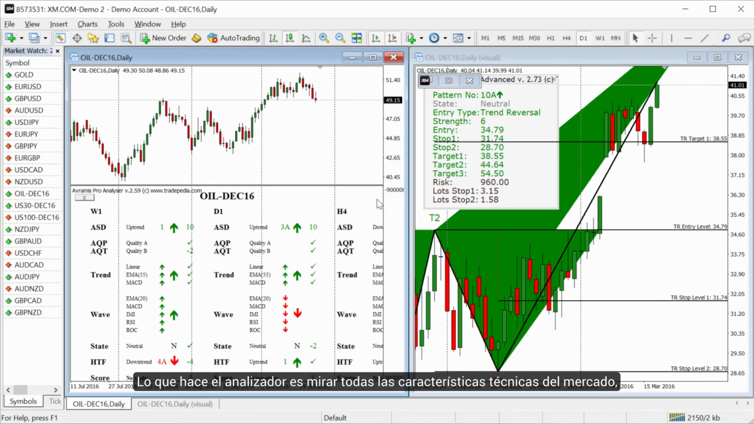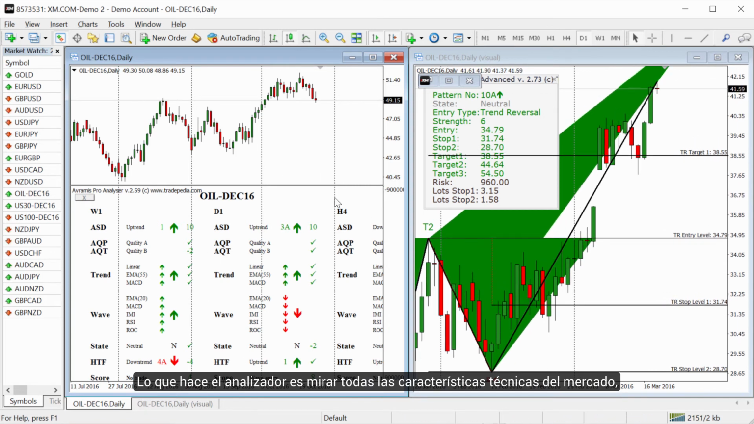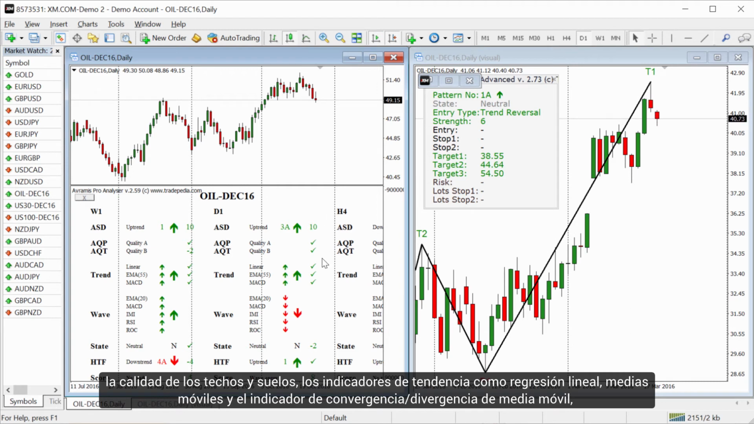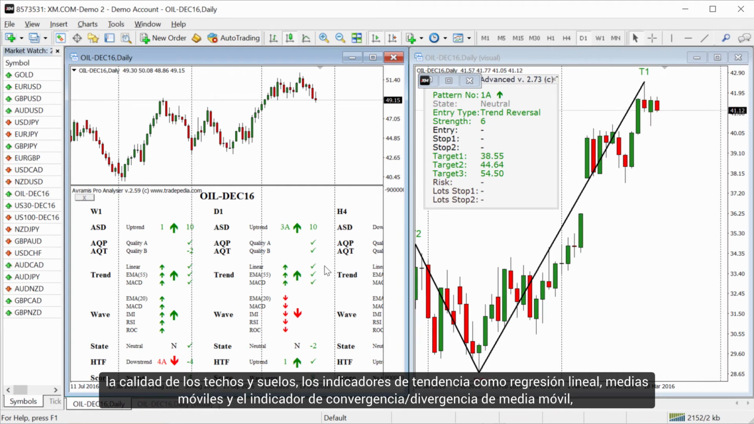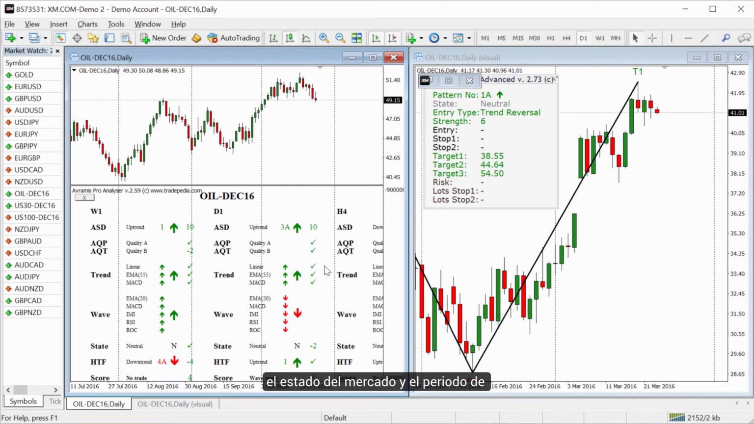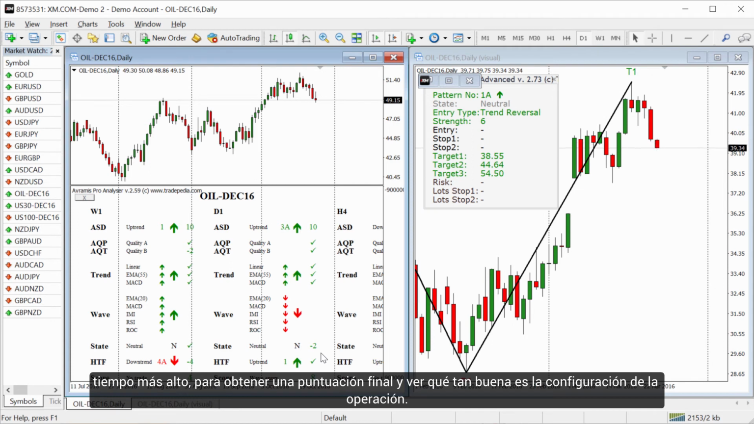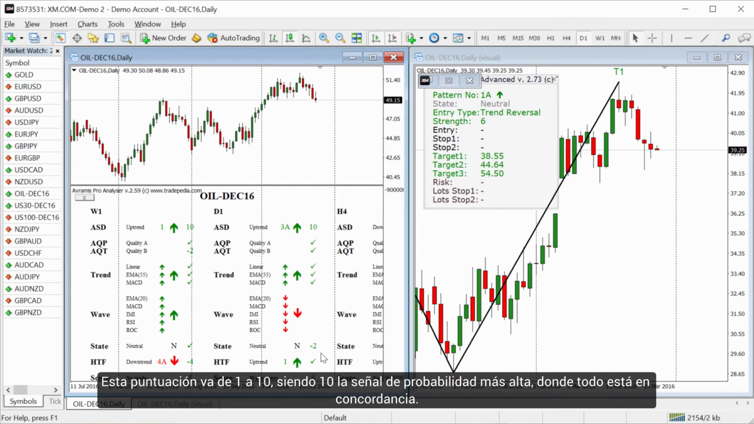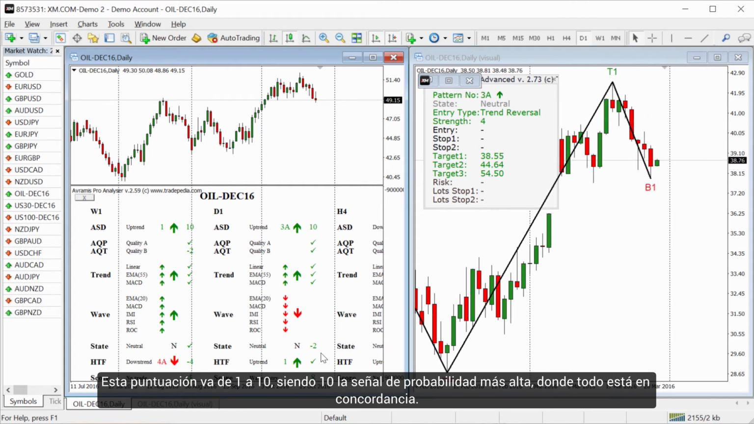What the analyzer is doing is looking at all the technical characteristics of the marketplace, whether it's the quality of the tops and the bottoms, the trend indicators such as the linear regression, the moving averages and the MACD, the state of the market and the higher time frame, in order to come up with one final scoring of how good the trade setup is. Now this scoring goes from 1 to 10, 10 being the highest probability signal where everything is in agreement.